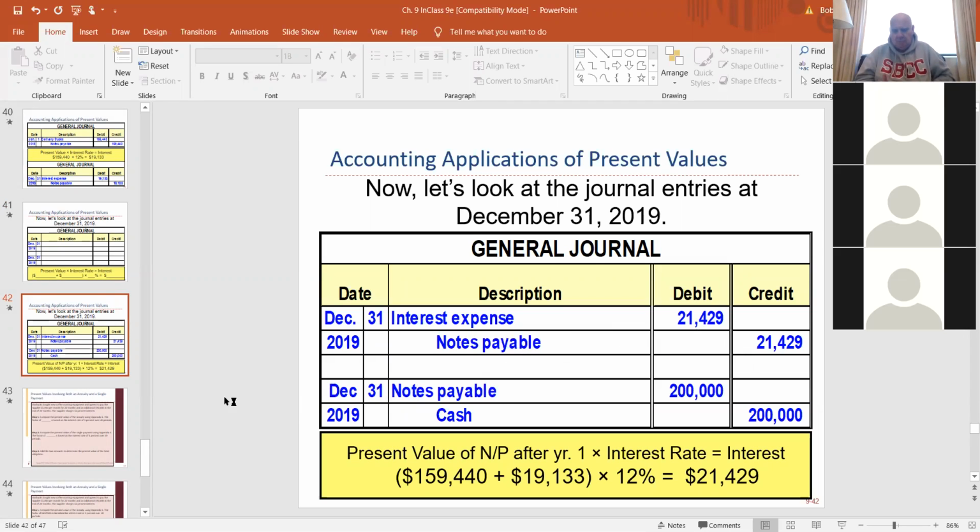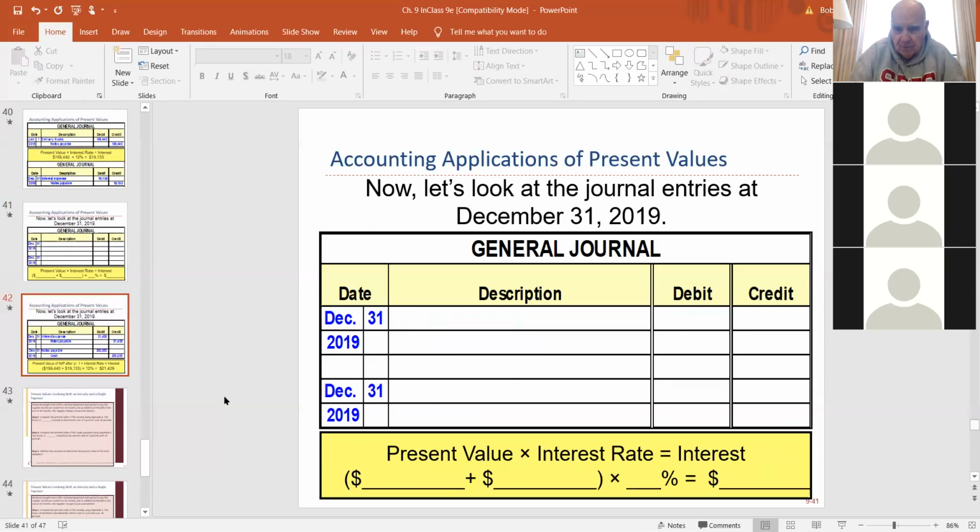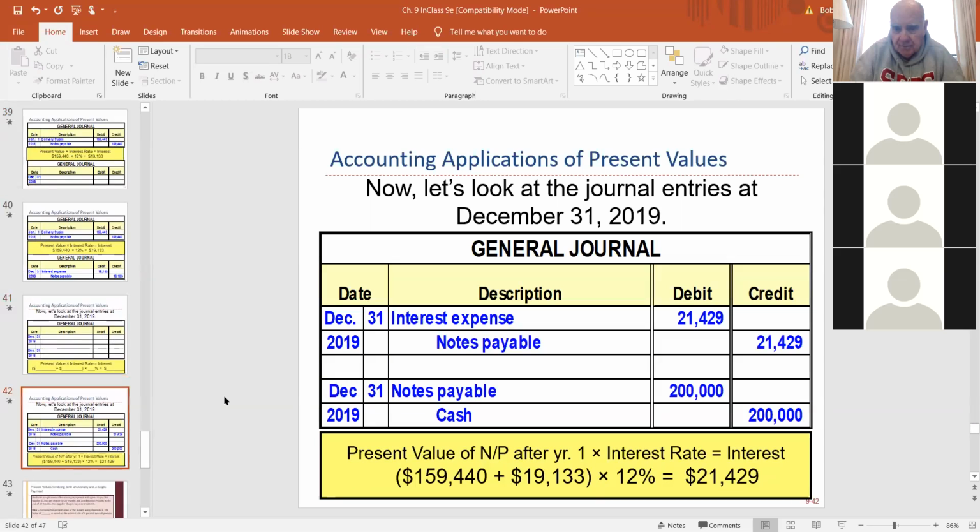Can I ask somebody to pick up a calculator and do this math with me? Are you ready? We started off with this note having a balance of, what was it, $159,440, plus the first year's interest of $19,133, plus the second year's interest of $21,429. Tell me what number you got, Suda. $200,002. What'd you get, Dominic?